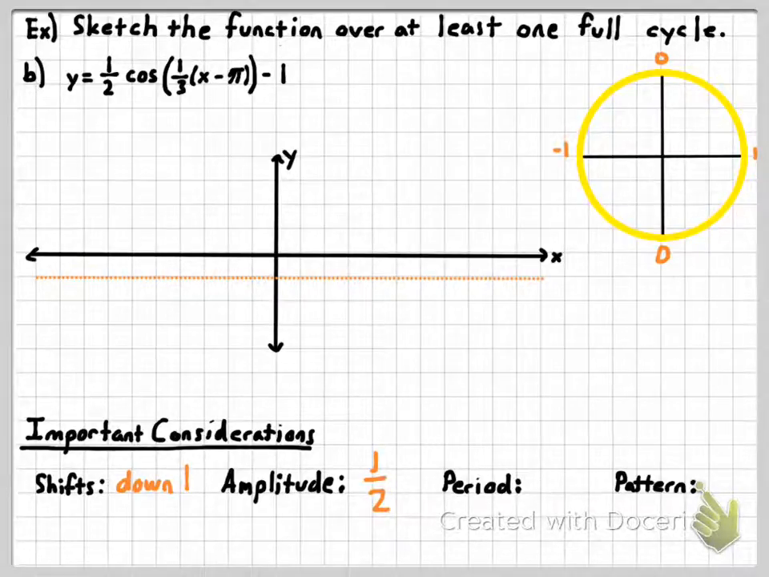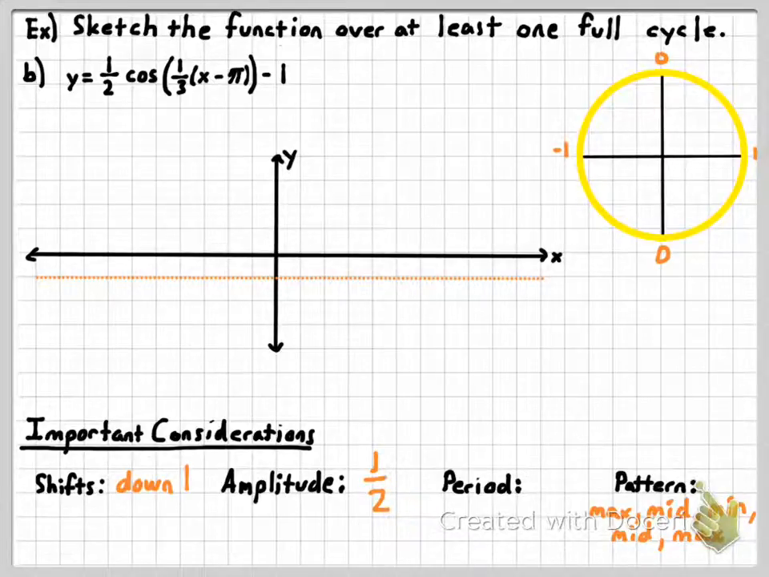And since our A is positive, that's not going to change. It's exactly what we're going to do. We're going to start at a maximum and then go around the same way that we were before. If it was negative, of course, we would have started at a minimum value instead of a maximum value. Here's the pattern.